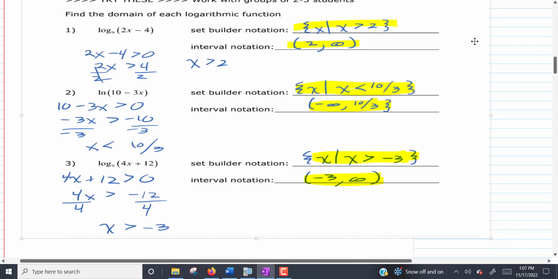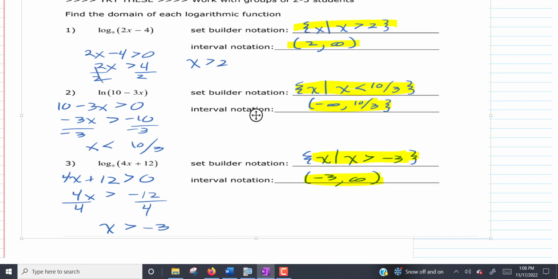No problem. There's nothing to it. All right, so it's just solving inequalities. I think everybody got those okay. I didn't look at number 3 with everybody, but solve the inequality. The only one you had to switch the sign on was number 2, because you did divide by negative 3 on that one.